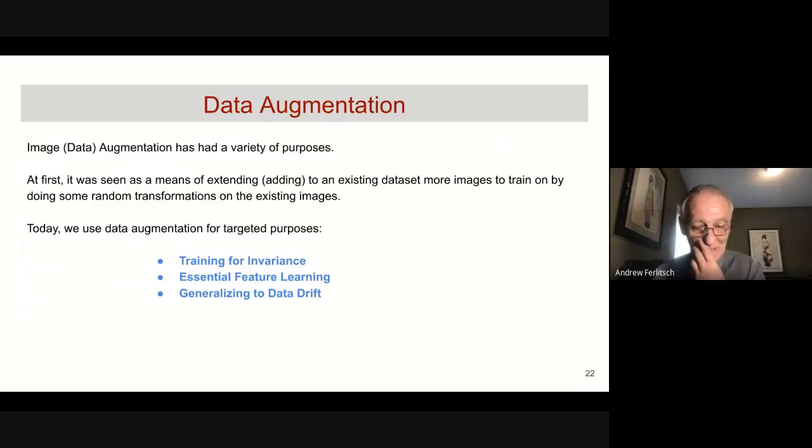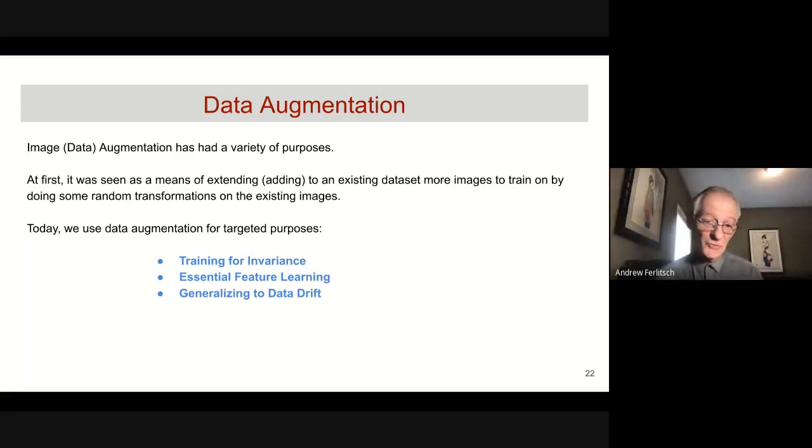All right. So that's our section on data preprocessing. So now we'll start on data augmentation. Okay, or in our case, image augmentation. Now, it has a variety of purposes, but at first, people looked at image augmentation as a means of extending or adding to an existing data set to have more images to train on, by doing some kind of random transformations on those existing images. Today, we kind of look at it in a different way for more targeted purposes. Okay, and so our approach is different depending on the targeted purpose.